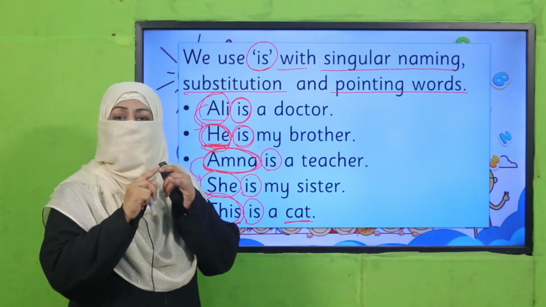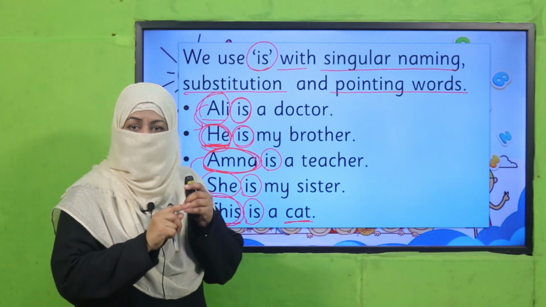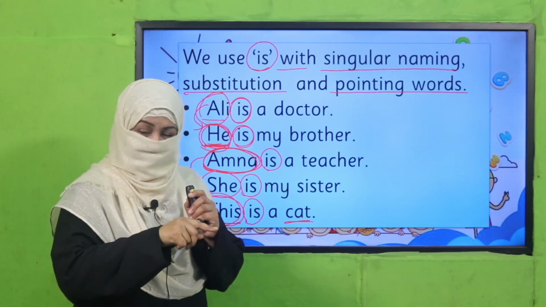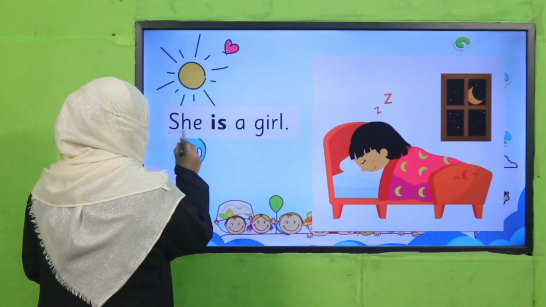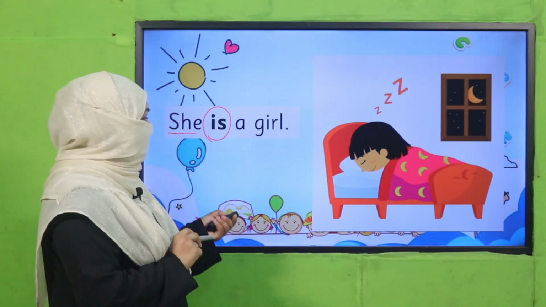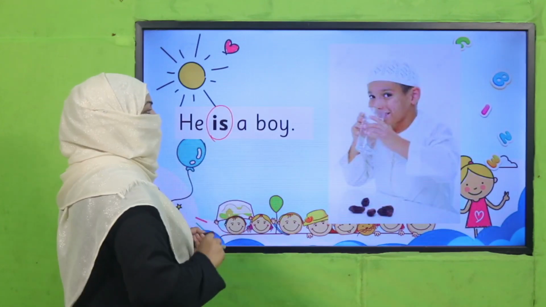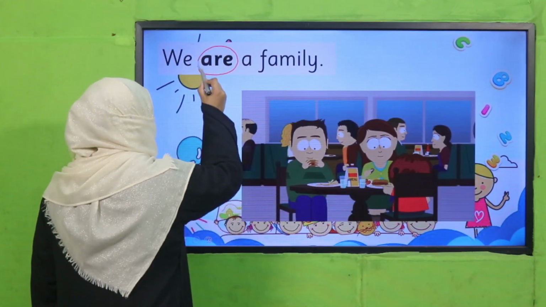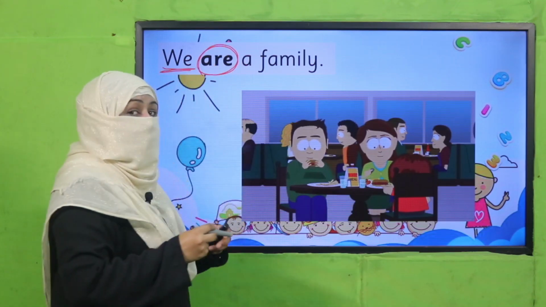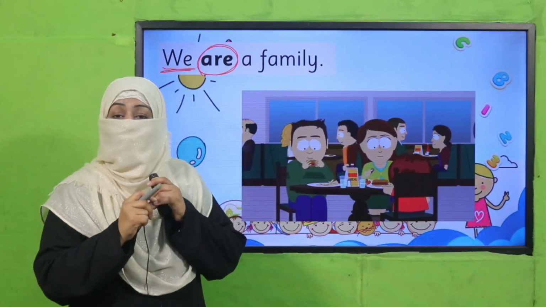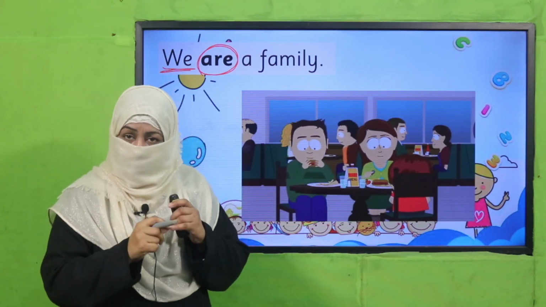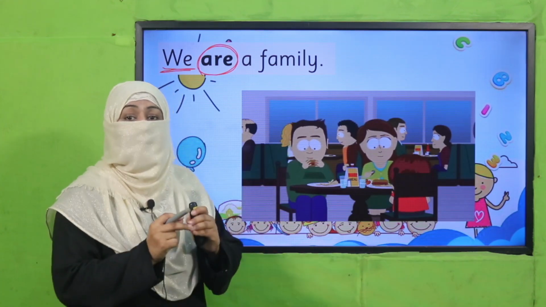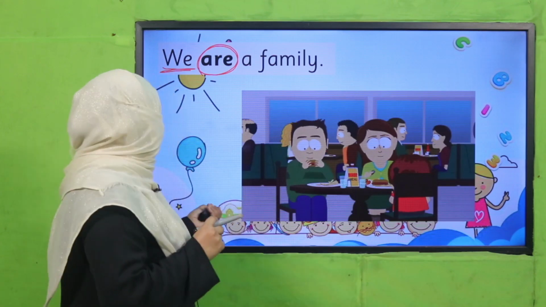So what we learned, wherever there is a singular naming word, substitution word or pointing word, after that we will use is. Okay. She is a girl, right? He is a boy because he is one, singular. Okay. We are. Now beta, are we use with plural? We means more than one. So are we use with plurals. Whenever the naming word, the substitution word or the pointing word is used for plural, we will use are, right?